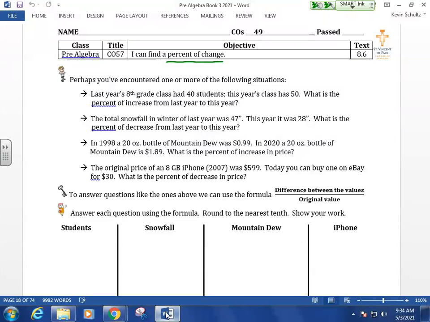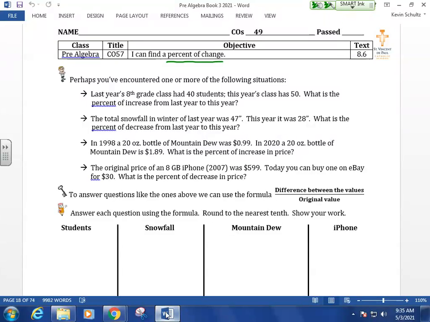It says last year's 8th grade class had 40 students. This year's class is 50. What is the percent of increase from last year to this year? It went up by 10 students. Yes. But what percentage was that? Because starting at 40 and going up by 10 is very different than starting at 1,000 and going up by 10. If you already have 1,000 students, going up by 10 isn't that much of a change. Going from 40 up 10, that's a pretty significant change. So we look at the percentage.